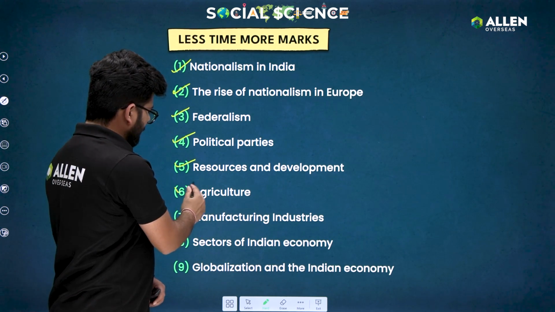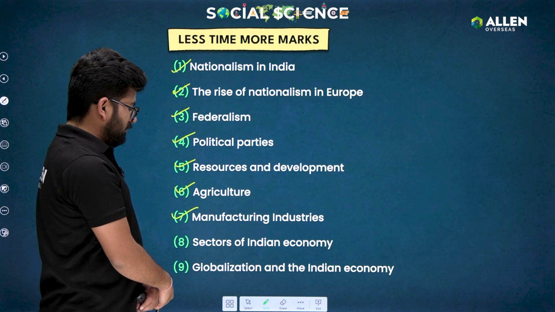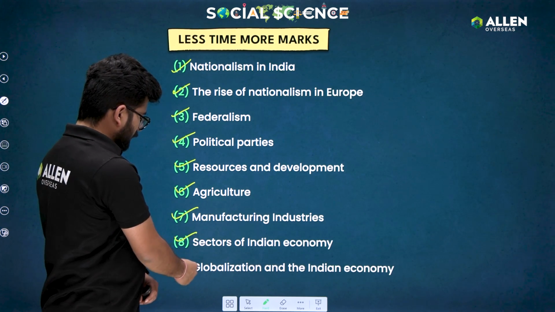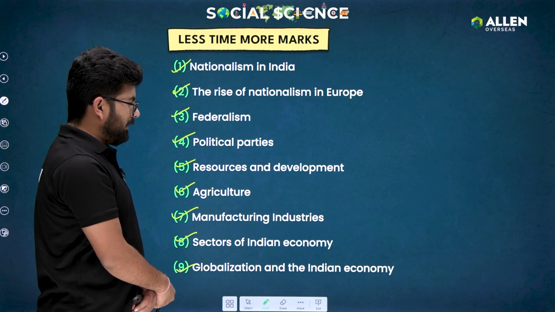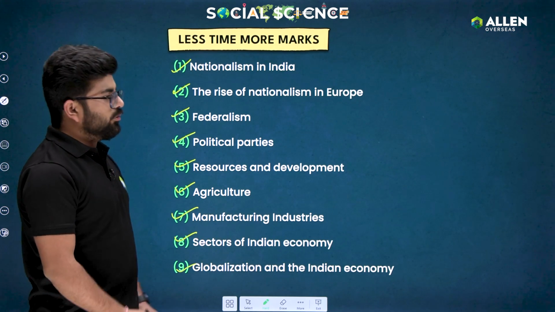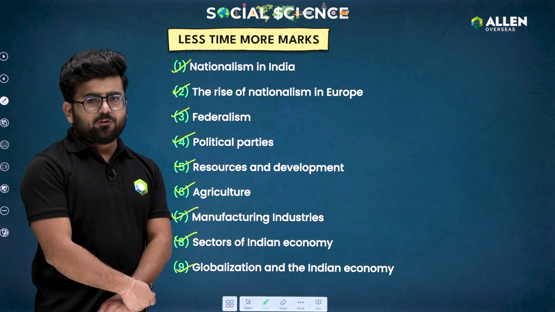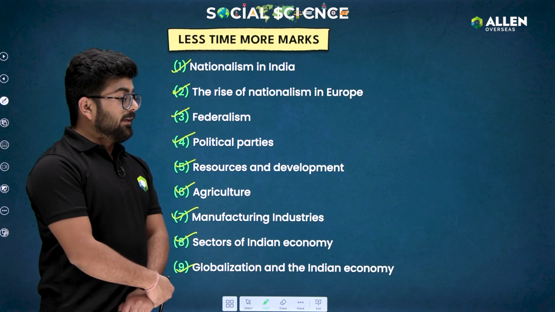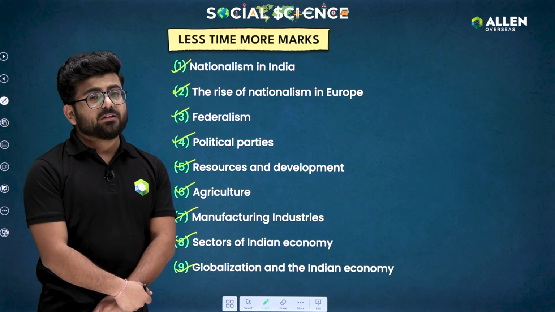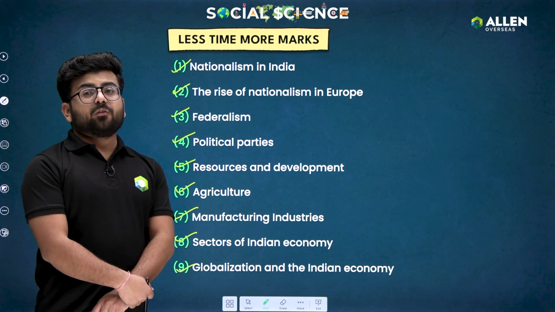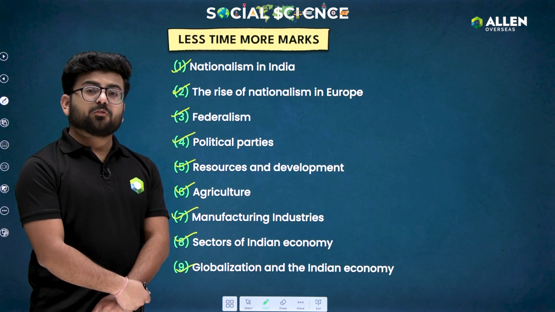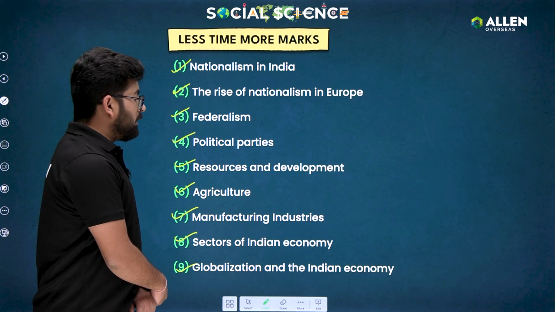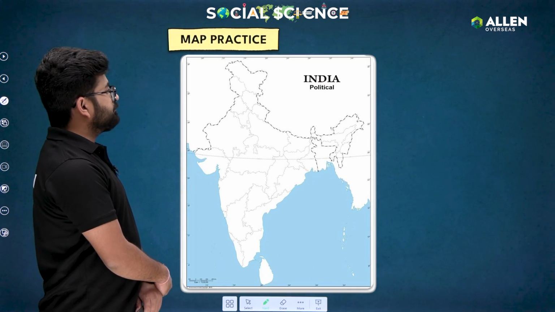Then Resources and Development, Agriculture and Manufacturing Industries are the 3 chapters from geography. Next, we have Sectors of the Indian Economy and Globalization and the Indian Economy from economics. There is 1 chapter more you can add, that is Print Culture and the Modern World. Students, these are the most marks-covering chapters. These are the most important chapters which you will have to revise before the examination. It is most important to revise them before the examination, students. So these are the most important chapters of your syllabus.